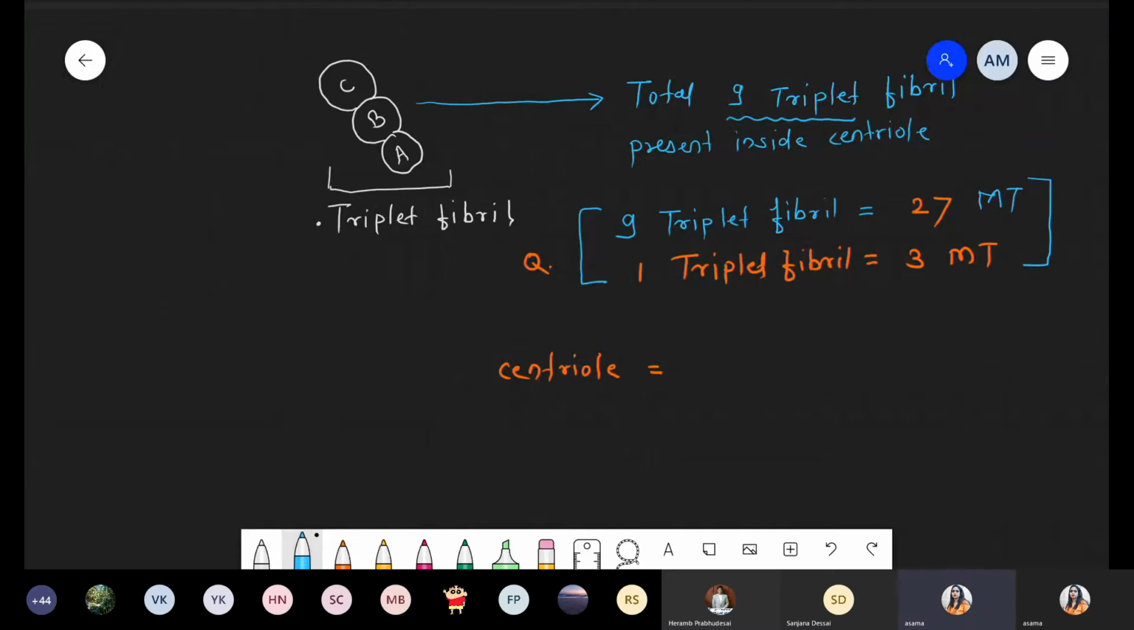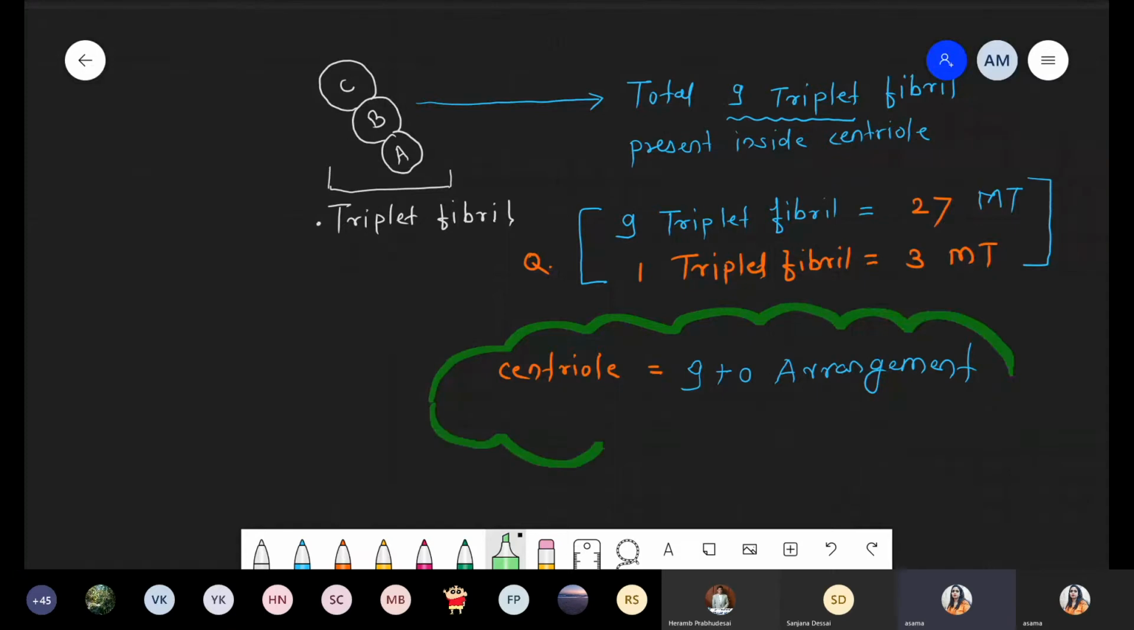Okay, so we are talking about the next point, the structure of the centriole. But remember, the centriole will be showing a 9 plus 0 arrangement. These are showing a 9 plus 0 arrangement. So quickly we are talking about what is the meaning of this 9 plus 0.